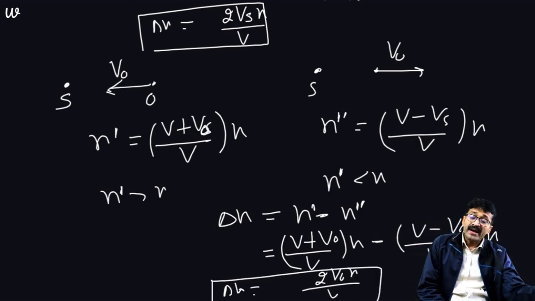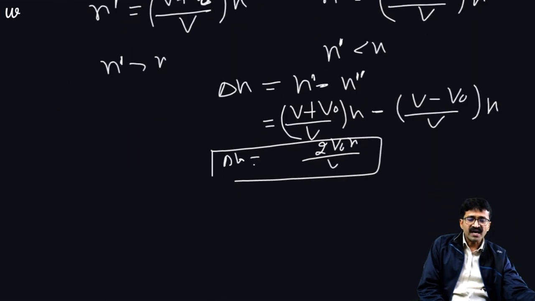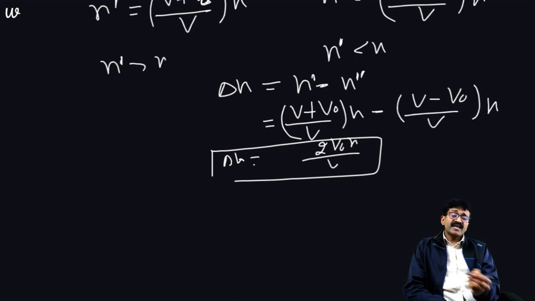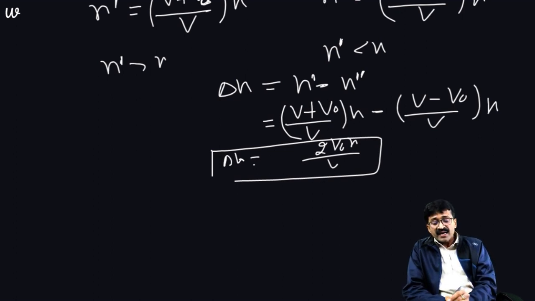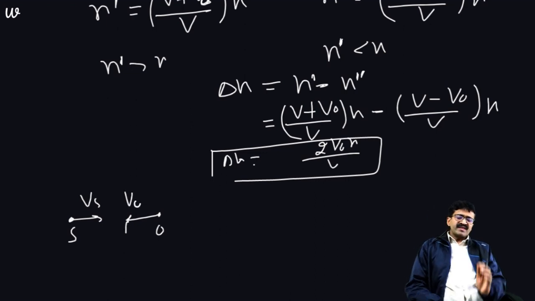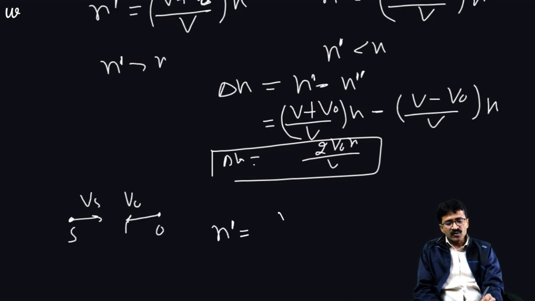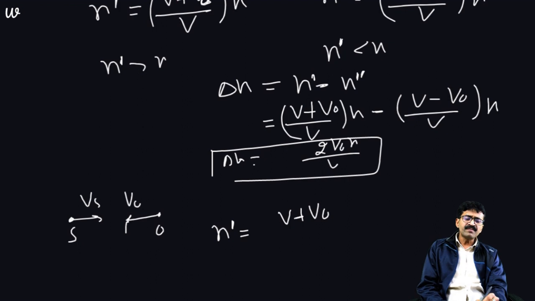This is about when the observer is in motion. Now we shall discuss when both are in motion. The source is moving towards the observer, and the observer is also moving towards the source, so both are moving towards each other. Then we use the concept of the earlier apparent frequencies. The result will give N dash equal to V plus VO upon V minus Vs. Why have we taken V plus VO? Because the observer is moving towards the source, and V minus Vs is in the denominator.